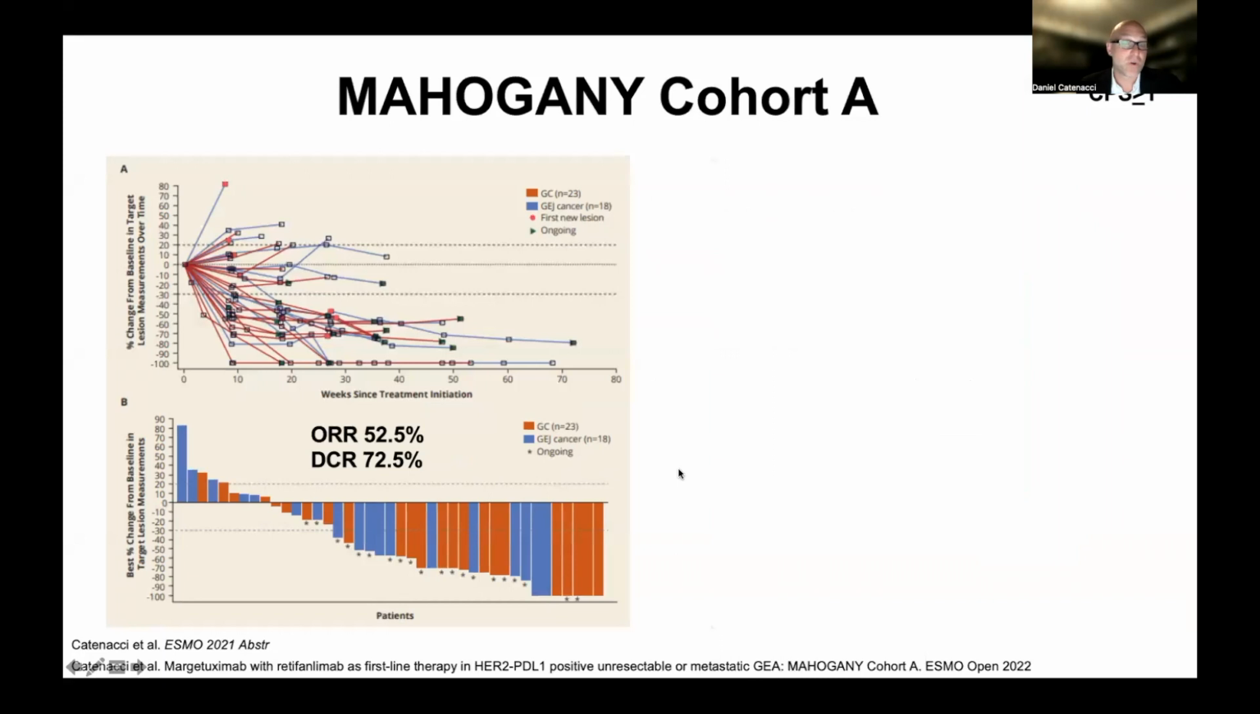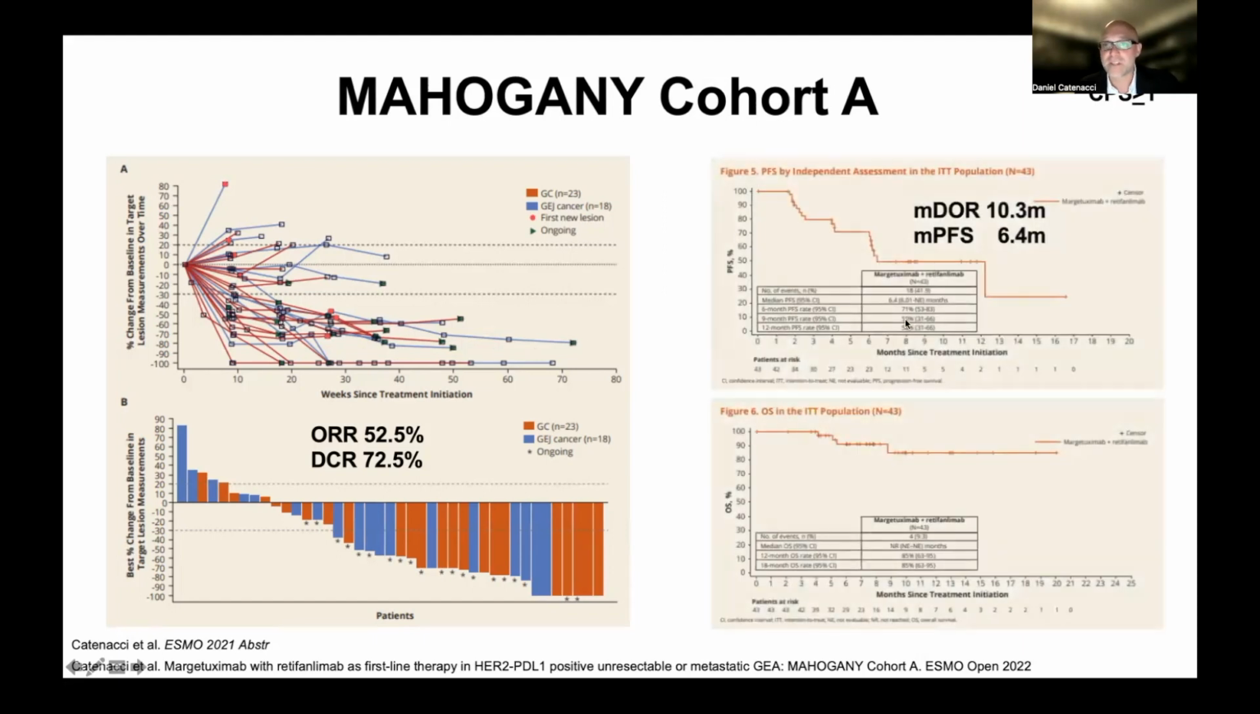And so remember, in the ToGA study, the response rate was 40% with chemo plus trastuzumab. Here we have a chemo-free regimen with a trastuzumab-like molecule called margetuximab and an anti-PD-1 therapy, retifanlimab, showing a response rate that's higher than what was achieved in the ToGA study. And above here is called a spider plot, or as Italians like me call it, a spaghetti plot, where you can see over time the size shrinkage or growth of cancer masses, and you can see that a lot of patients are having shrinkage, and it's durable.